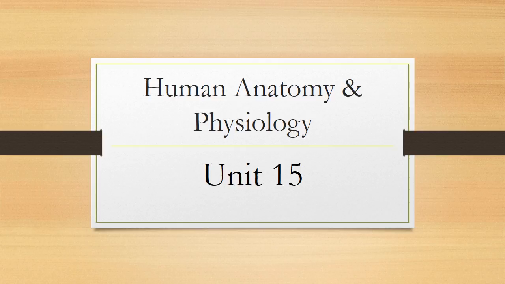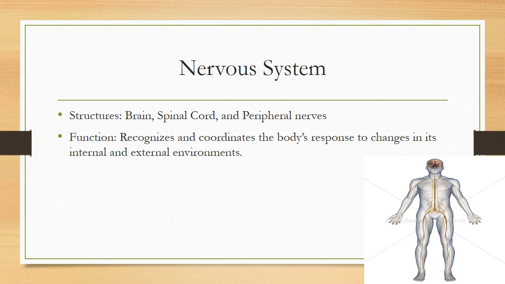This is Unit 15, Anatomy and Physiology. So the nervous system is your brain, your spinal cord, and your peripheral nerves. Your peripheral nerves means on your side. So these are nerves that are associated with your arms and your legs. It recognizes and coordinates the body's response to internal and external environments.